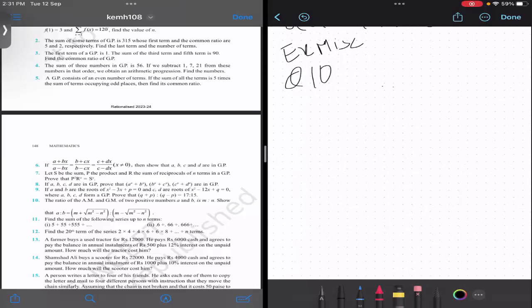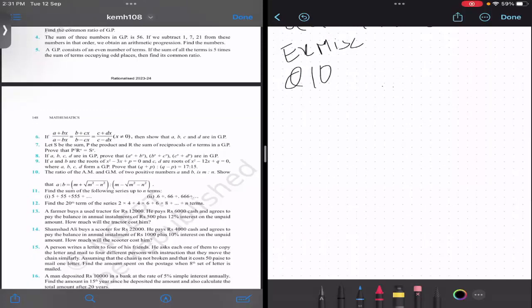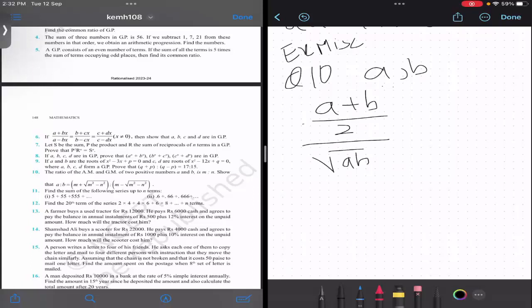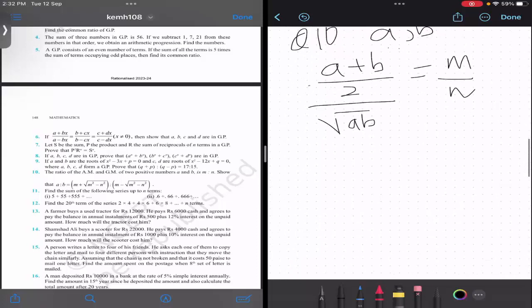In question number 10, we have been told that the ratio of AM and GM of two numbers is M ratio N. We need to show that A ratio B is going to be M plus under root M square minus N ratio M minus under root M square minus N. So the numbers have been given to us as A and B. The ratio of AM and GM of these numbers is M ratio N. Therefore, A plus B upon 2 upon root AB is going to be M ratio N.